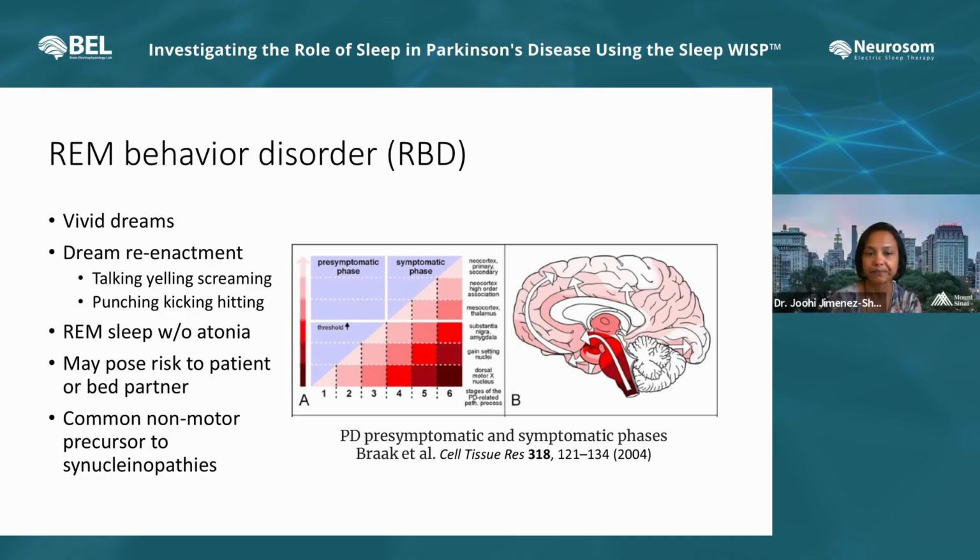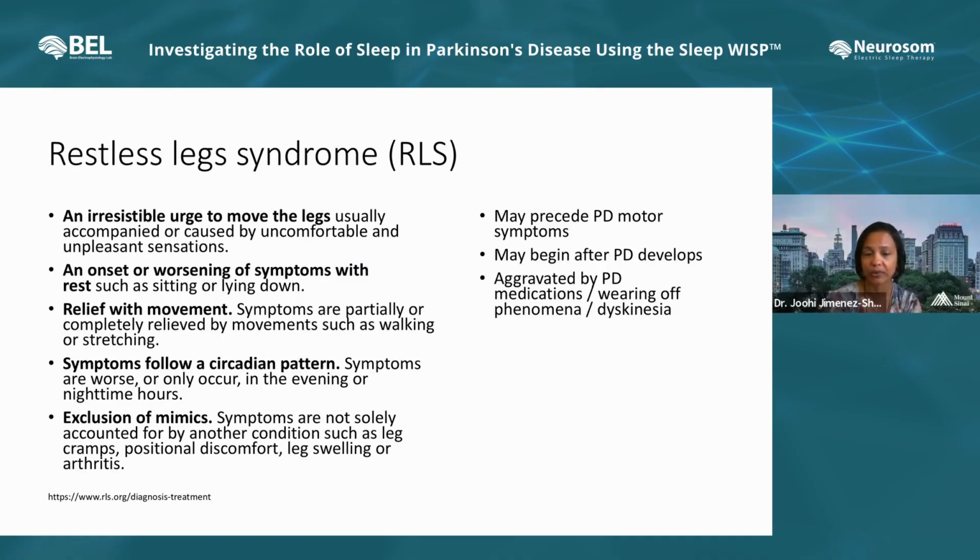Next slide, please. Restless leg syndrome, I won't go through the diagnostic criteria, which is on the left there, but this is another sleep disruptor in Parkinson's. We know that the incidence of RLS seems to be higher in the Parkinson's population. It may precede the Parkinson's motor symptoms. It may begin after the Parkinson's developed, and it certainly may be aggravated by a number of Parkinson's factors, such as the medications, the wearing off of the effect of those medications, or maybe even the excessive movements that occur from the medication, such as dyskinesia.